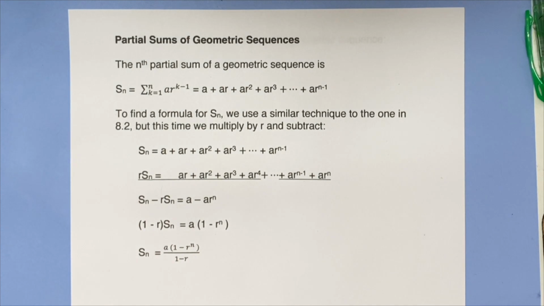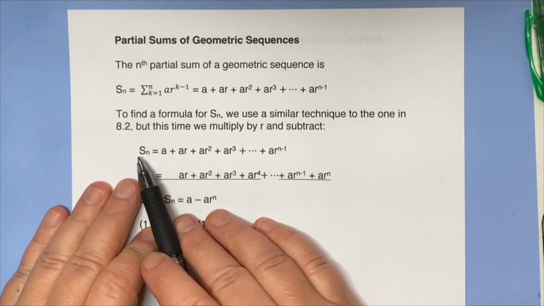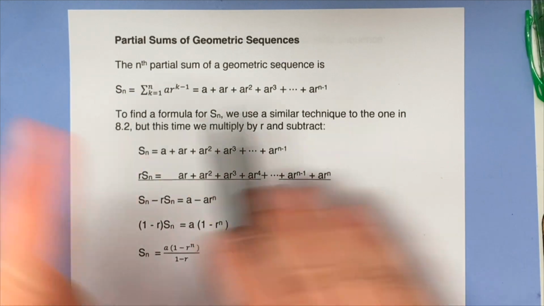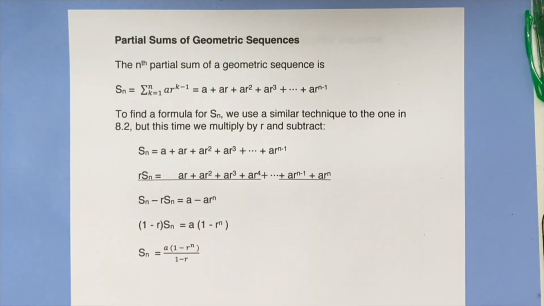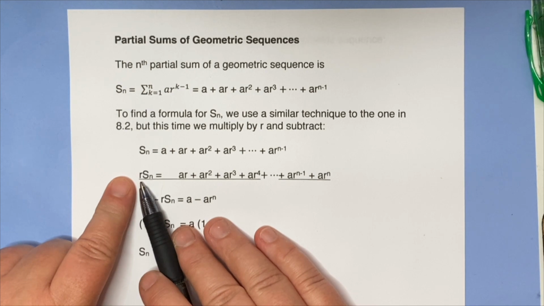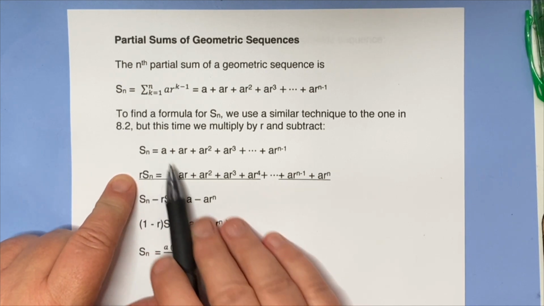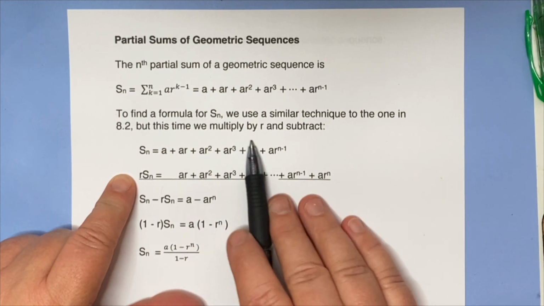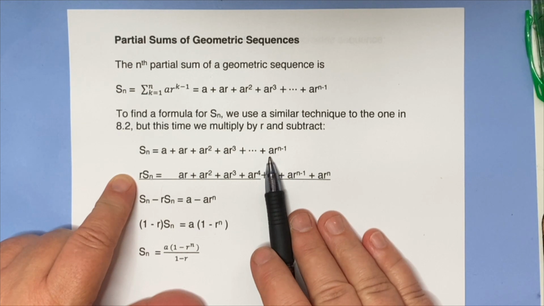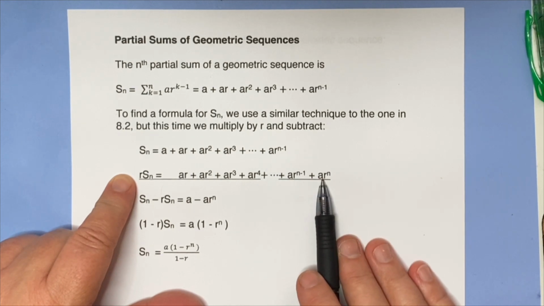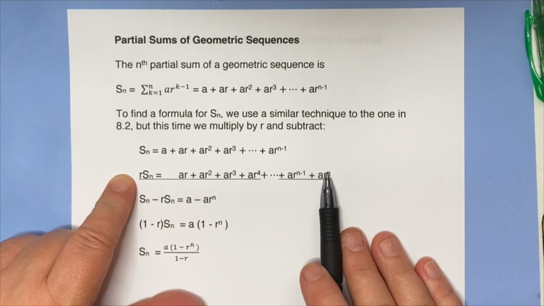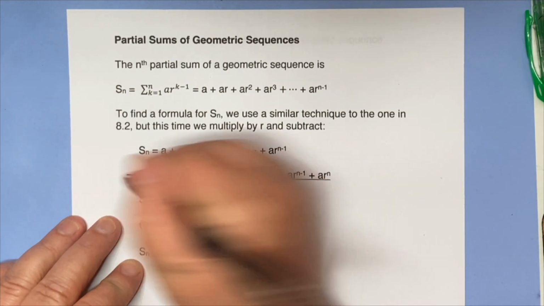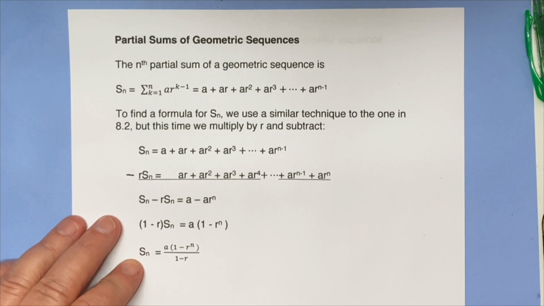We had a really cool formula in the last video. There's going to be a similar formula here, and that is that we set up S sub n, but instead of flipping it backwards, which is what we did in 8.2, we're going to multiply each term by r. So a becomes ar, becomes ar squared, becomes ar cubed, and so on, until ar to the n minus 1 becomes ar to the n. And then we're going to subtract, or add the opposite if you prefer.